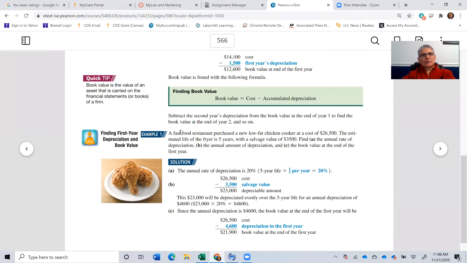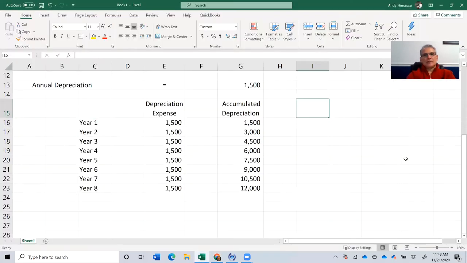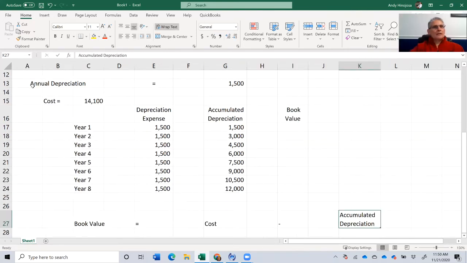We then go to what's referred to as the book value. The book value is computed by taking the cost minus the accumulated depreciation. So we can actually add here the book value. So we know what the annual depreciation is. It's $1,500. And we can plot out every year how much we're going to depreciate. Well, there's year 1, 2, 3, there's 8 years. And each year we're going to depreciate it $1,500. So the depreciation expense every year is $1,500.